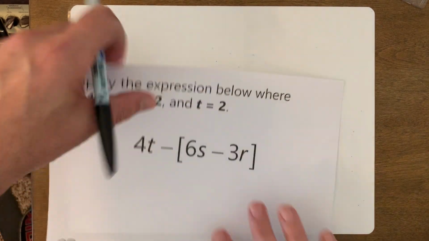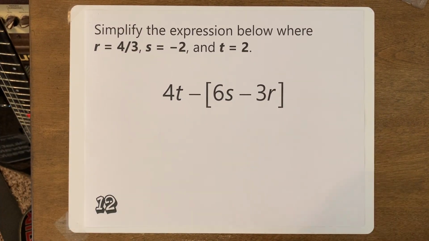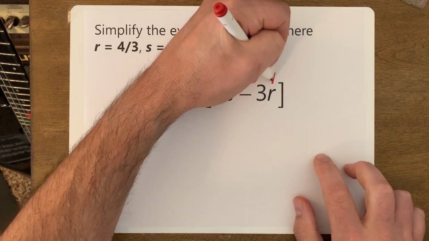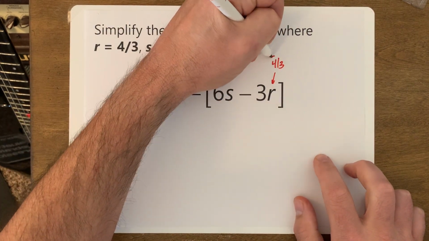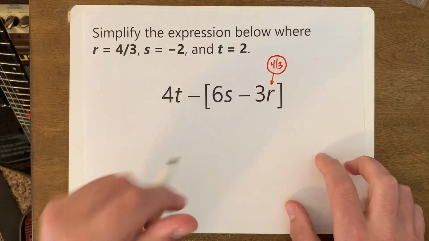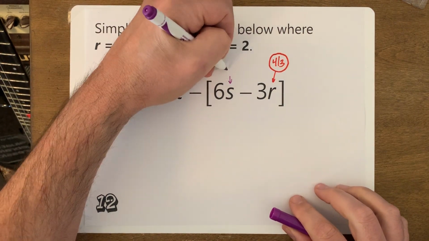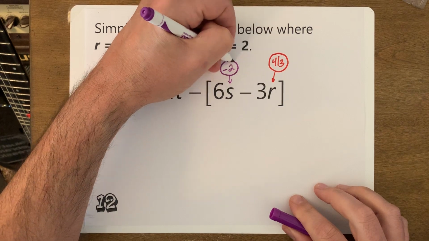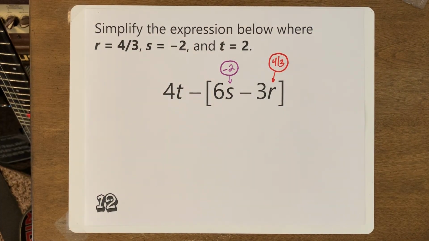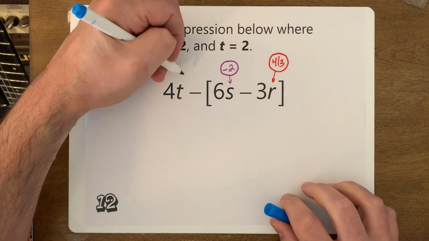Okay, that's a blooper. Here we go. All right, oh, fraction time. All right, R is 4/3. Okay, this is probably where some people cut out of my video because they see some fractions, but we're not going to shy away from it. S is negative 2. And T is positive 2.